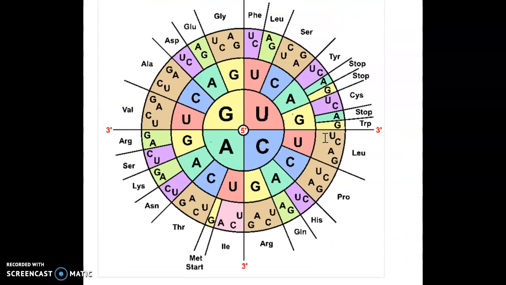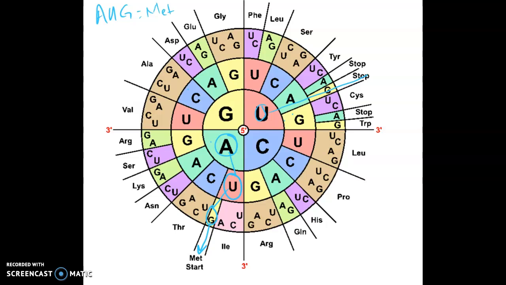Now, the way that you would read the circle codon chart is that you would start in the center with the bigger letters, and then you would work your way out to the outside, and that would give you your amino acid. So for example, A, U, G, you would start with A, then you'd go to U, and then you'd go to G, and that would give you methionine, or MET, which is your start codon.